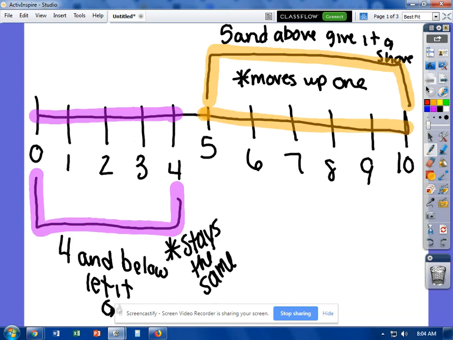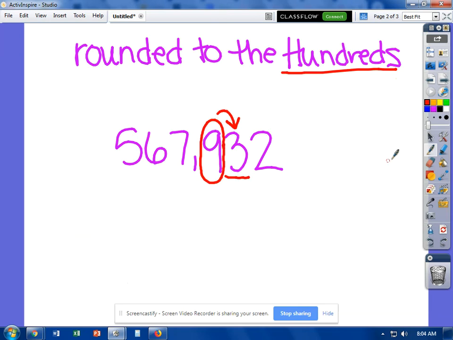We have to figure out what category our 3 is in. So let's find our 3. It's right here, and our 3 is in the 4 and below let it go category. That means our 3 is going to tell the 9, hey 9, you're good, stay the same. So we're going to drop our 9.